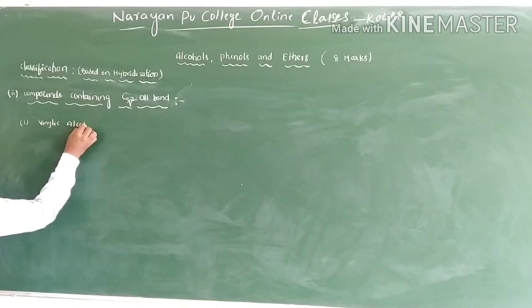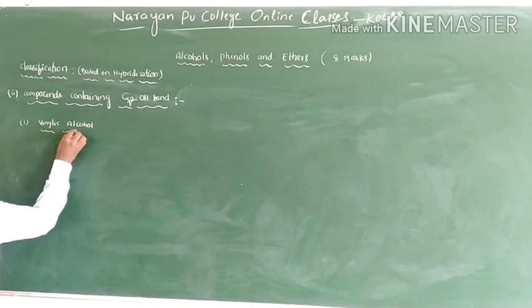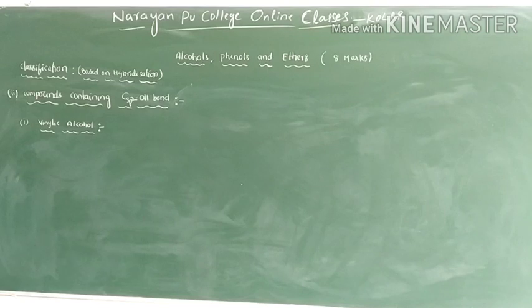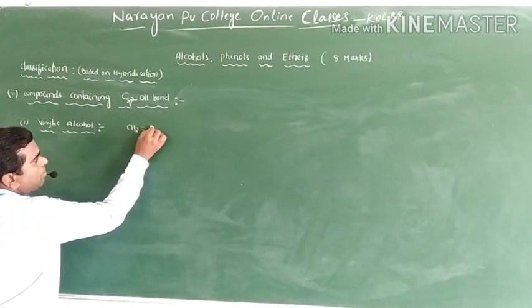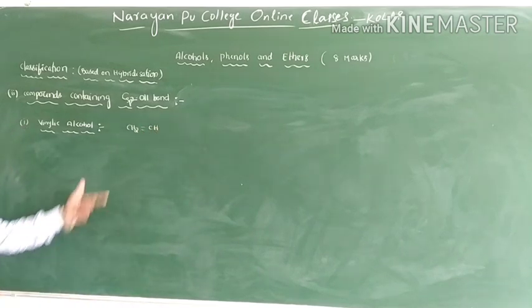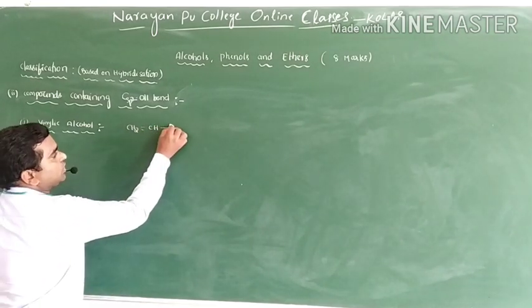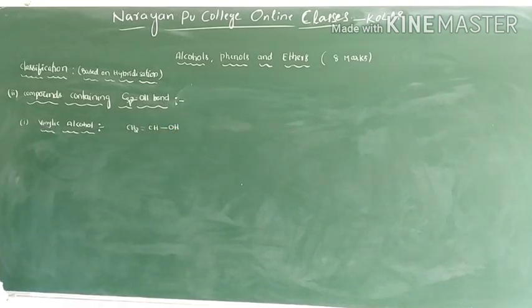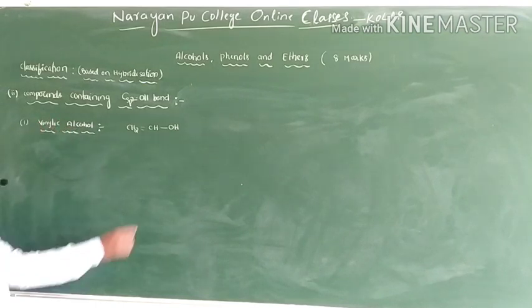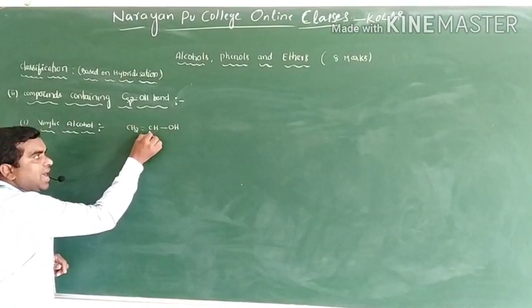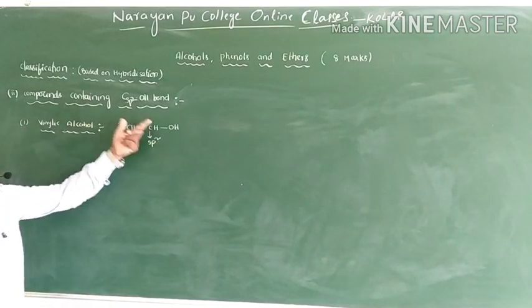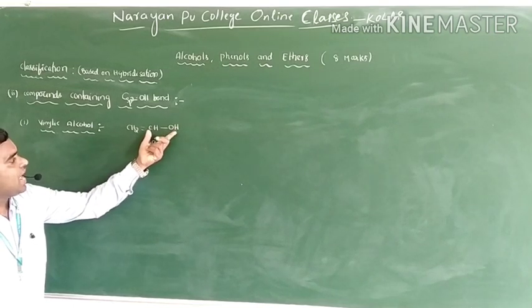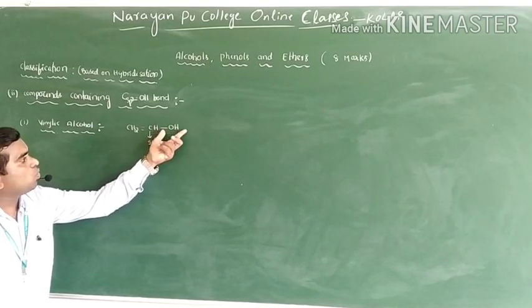alcohols, and we have already discussed the vinylic group in haloalkenes and alkynes. So what is the vinylic group? CH2=CH. This group we will call a vinylic, and to this OH is added, and that compound we will call a vinylic alcohol. You see here, OH is bonded to the carbon. This carbon hybridization is sp2. So that's why we call them compounds containing the C sp2-OH bond.